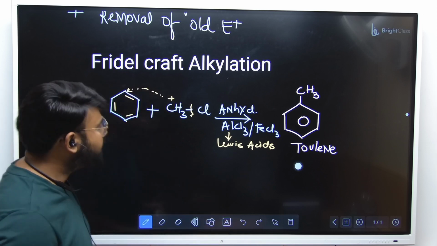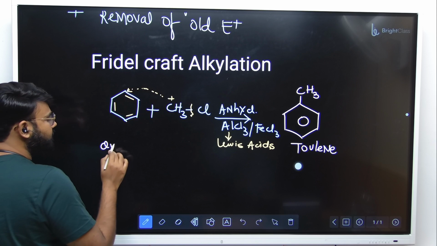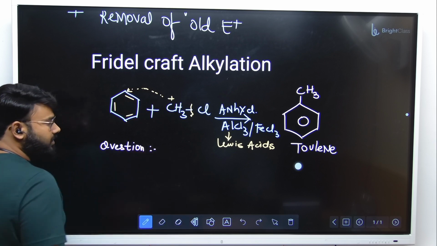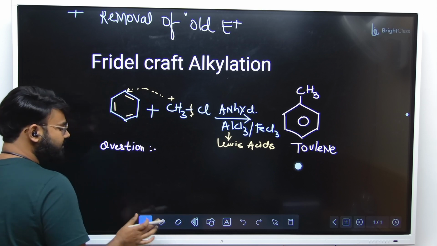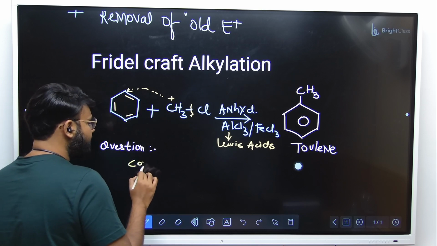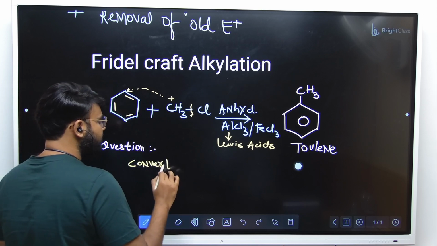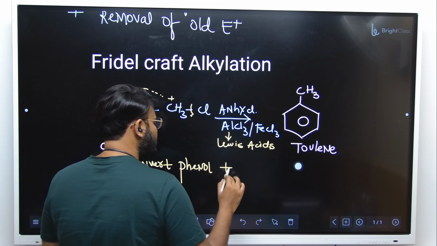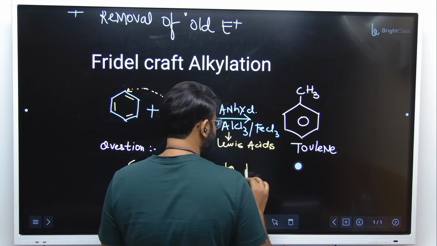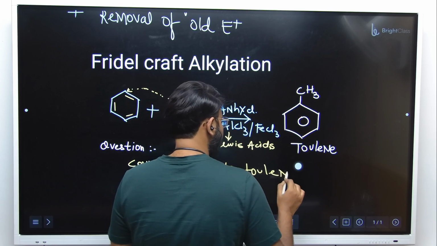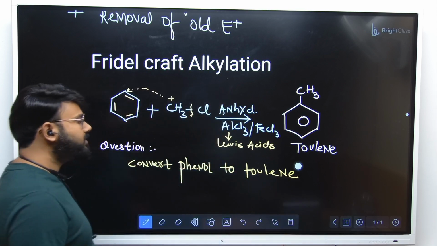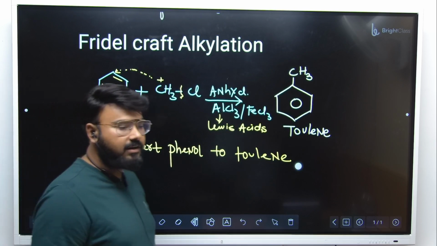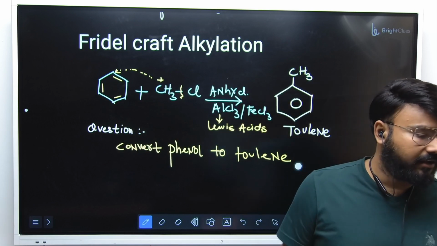So guys, let's do one question now. Question says, convert phenol to toluene. How will you do this, guys? Convert phenol to toluene. Everyone, try this question. I want you all to try.